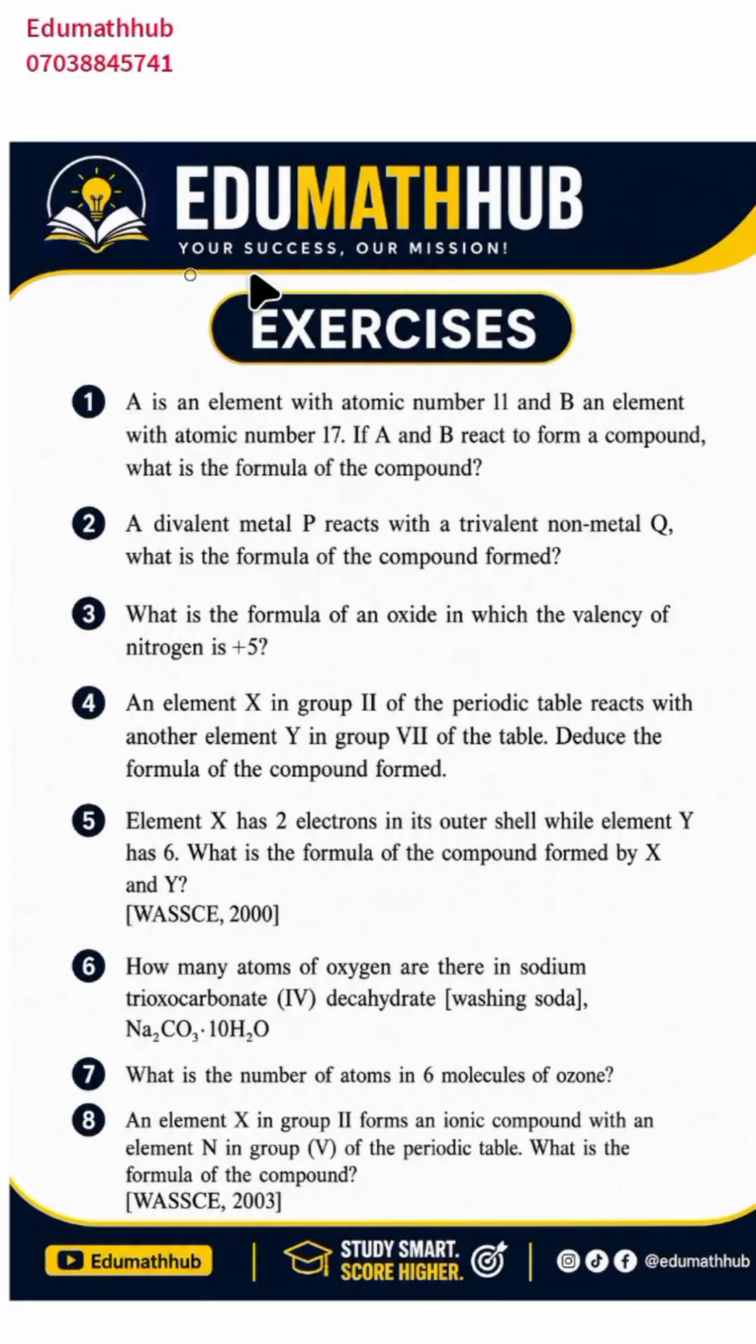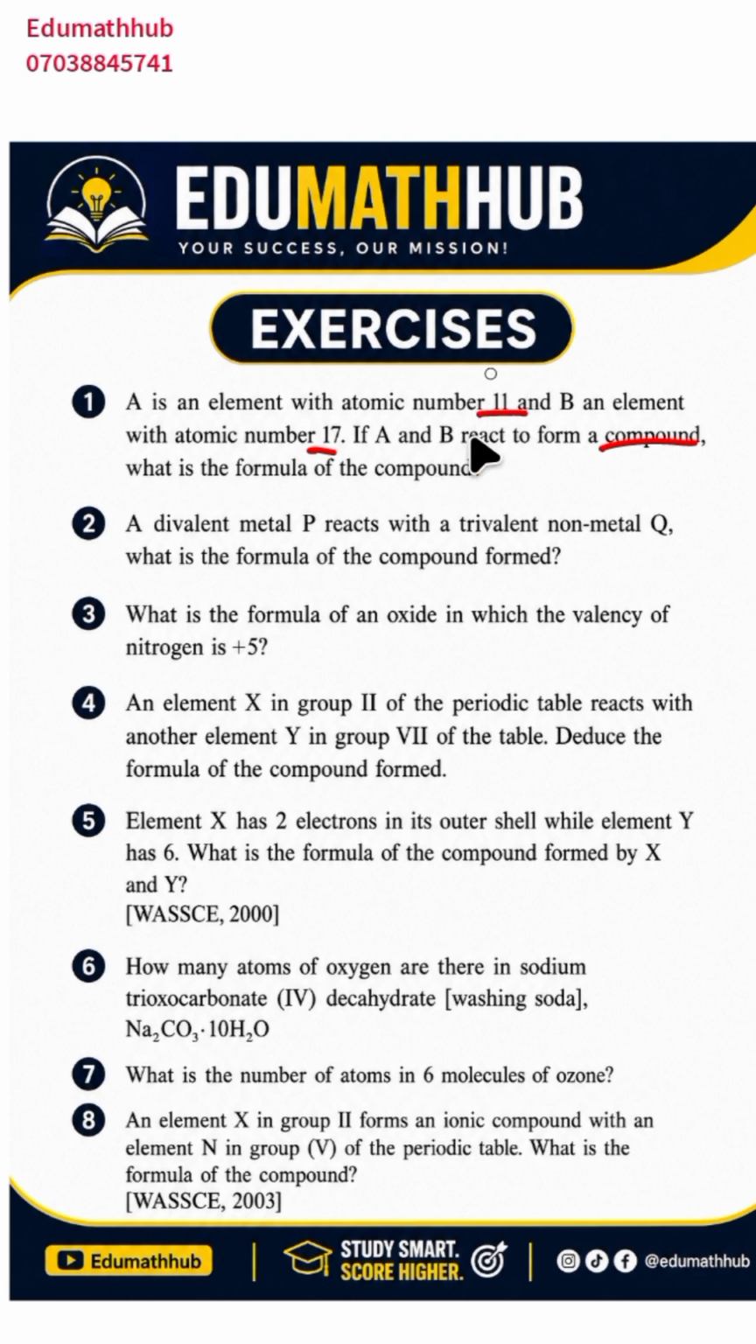We're looking at questions on atomic structure for your JAMB chemistry. Alright, so let's take the first one. The first one says A is an element with atomic number 11, and B is an element with atomic number 17. If A and B react to form a compound, what is the formula of that compound?